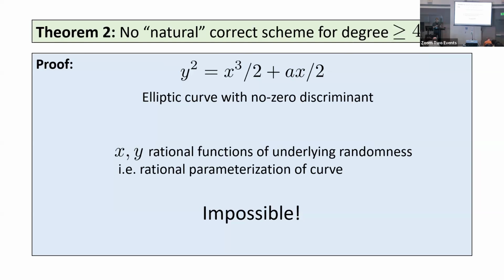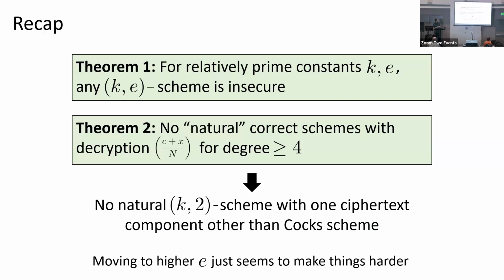But it turns out that this isn't possible. So elliptic curves have no rational parameterization. There's no rational function that maps underlying randomness to points on the elliptic curve and traces out the whole elliptic curve. This is well known. And so it turns out for degree 4 that this is possible. And that's it for the talk.